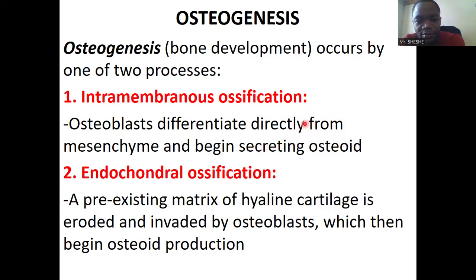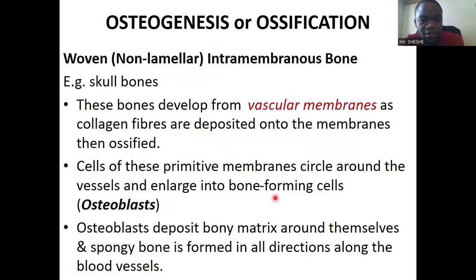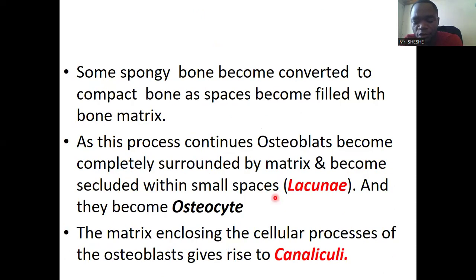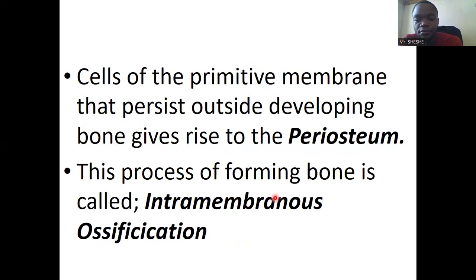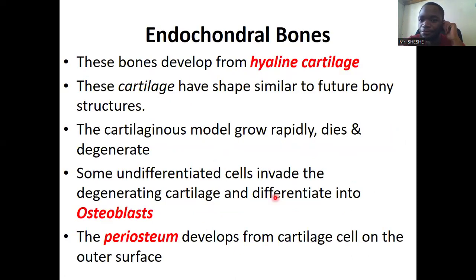Whether it is coming from membrane or cartilage, it is still bone, and the strength and structural support are the same. So the one I'll discuss here today, which we discussed earlier last time, is endochondral. Endochondral means that it's developing from cartilage.